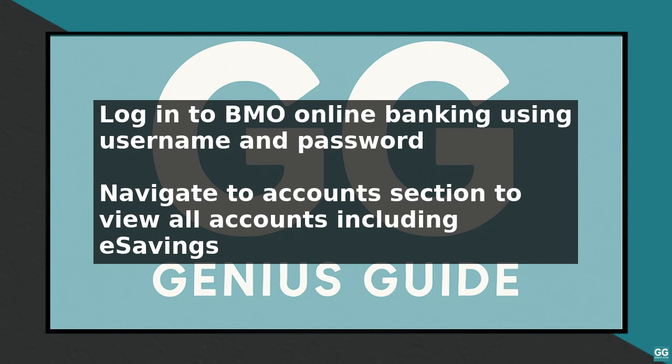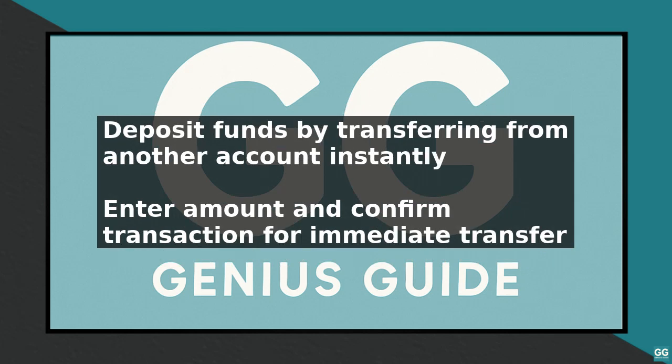Once logged in, navigate to the Accounts section where you will see a list of all your accounts, including your eSavings account. To deposit funds into your eSavings account, simply click on the Transfer Funds option and select the account you want to transfer from. Enter the amount you want to transfer and confirm the transaction. Your funds will be instantly transferred to your eSavings account.